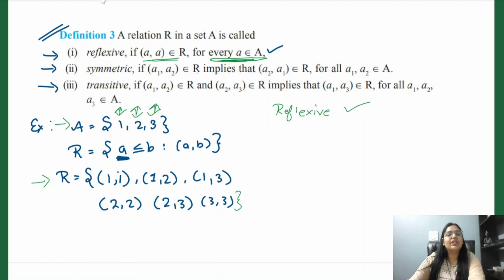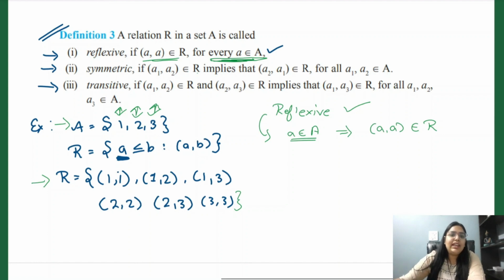So what does reflexive say? That if we have an element a from the set, that should give us a comma a also belonging to the relation. Its relationship with itself exists. Okay, got it? Wonderful. So now let's move to our second definition, and I'll clear the board for you.